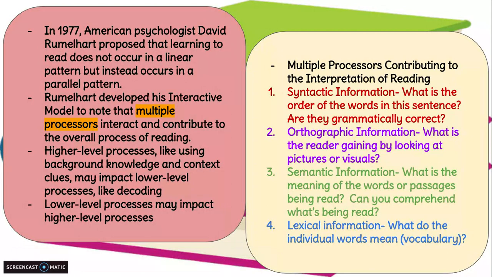Higher level processes like using background knowledge to apply to a text and knowing how to use context clues for vocabulary may impact lower level processes like decoding, so they both simultaneously work together to strengthen each other. Lower level processes may impact higher level processes as well. I noted in the yellow box the processes that contribute to the interpretation of reading.